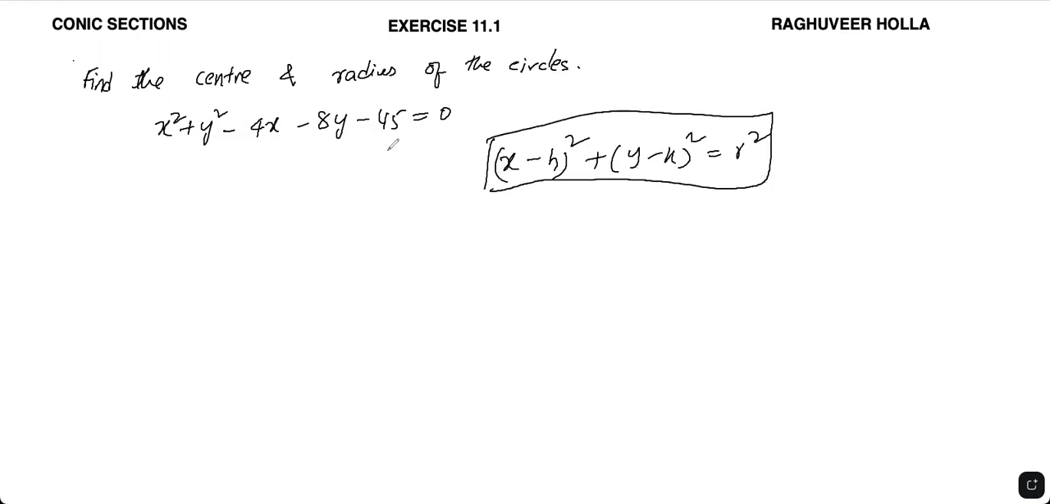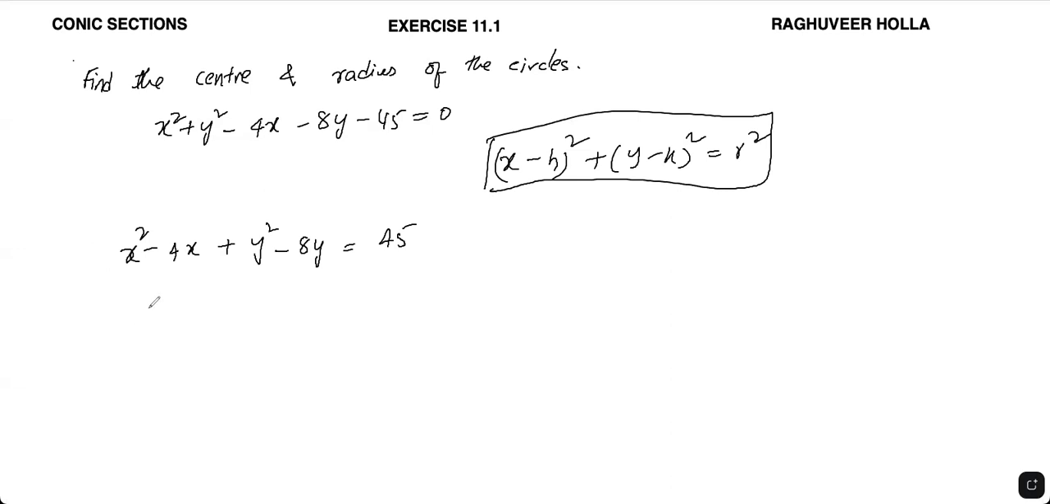So let us get all the x terms together, which is x square minus 4x, and the y terms, that is y square minus 8y. Now the constant term, let us try to get on the right hand side, which is 45. As you look at this, I am still missing some constant terms, which I can add and subtract.